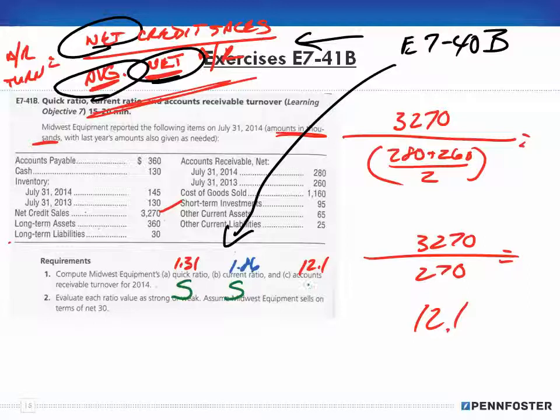And as far as our accounts receivable turnover, it's relatively good. All right. I'm just going to call that good. It's hard to say whether 12.1 is good or not. Obviously, you kind of want to compare it to something else. If it was only 2.0, then that's not so good. All right. So the higher the number, the better, right?